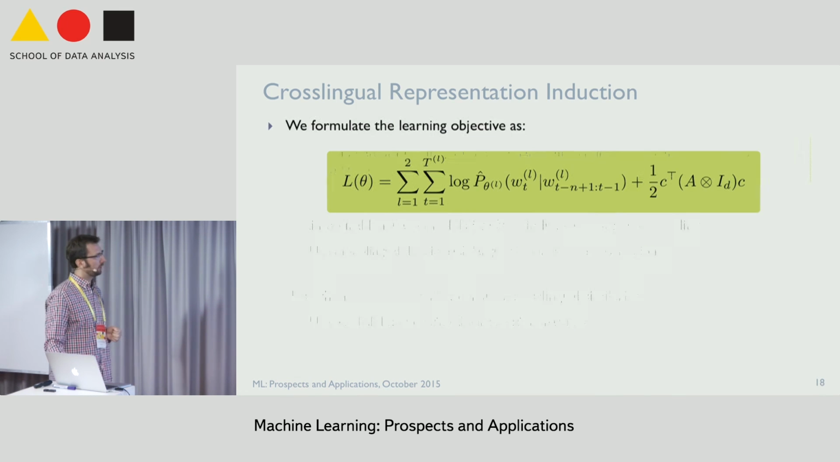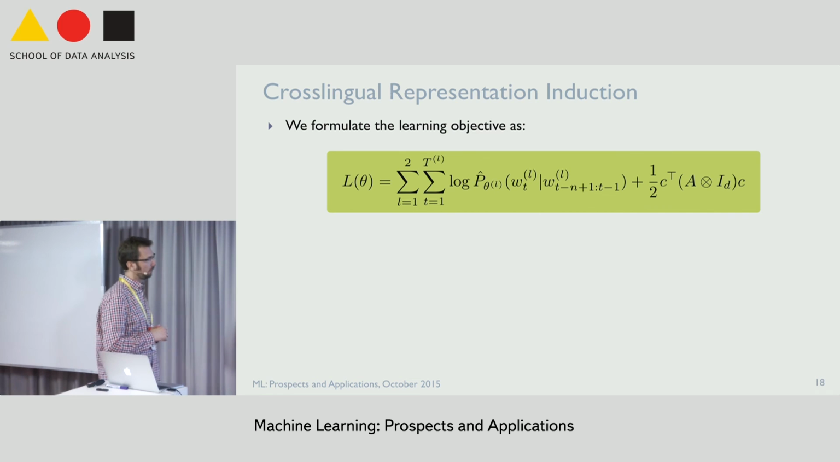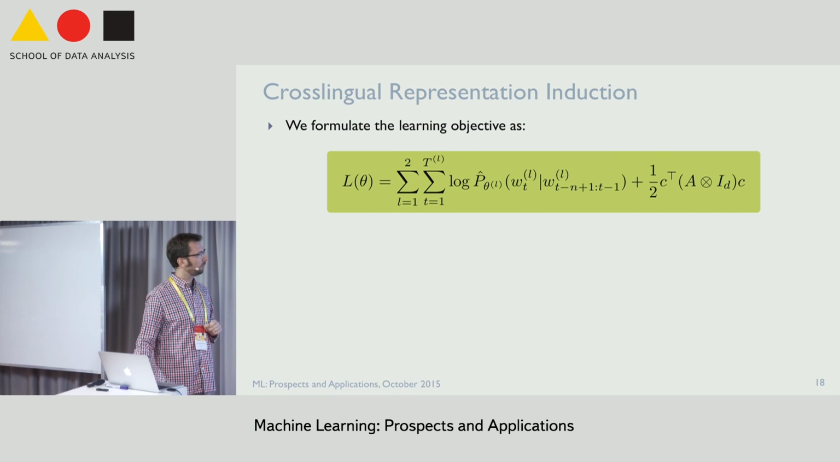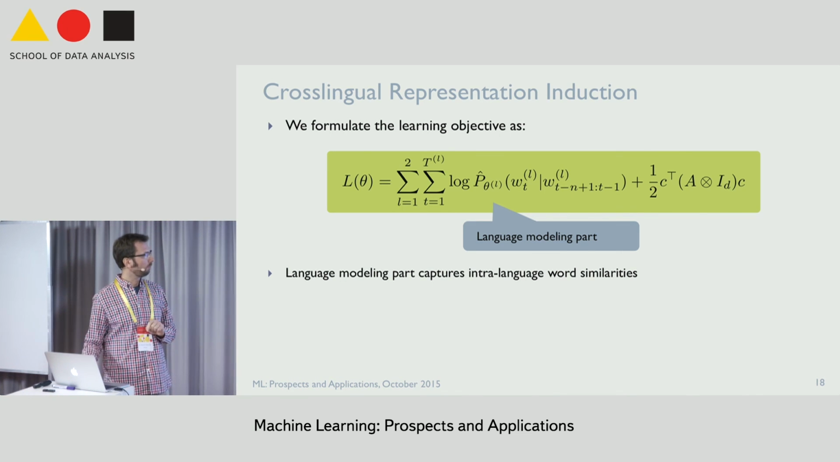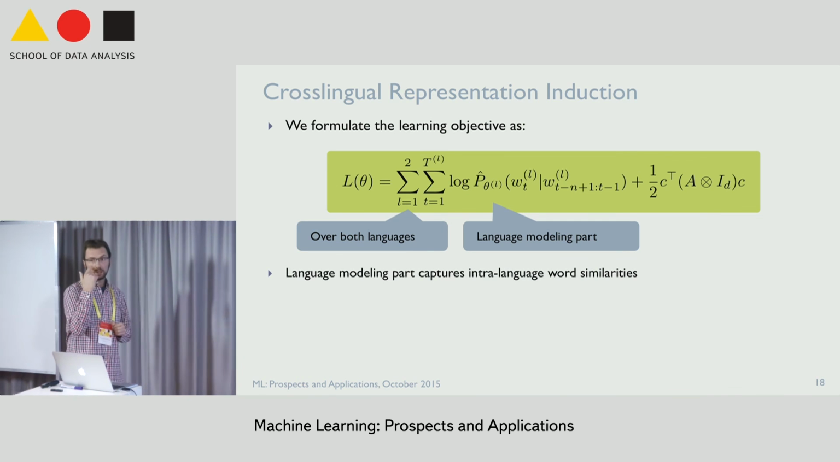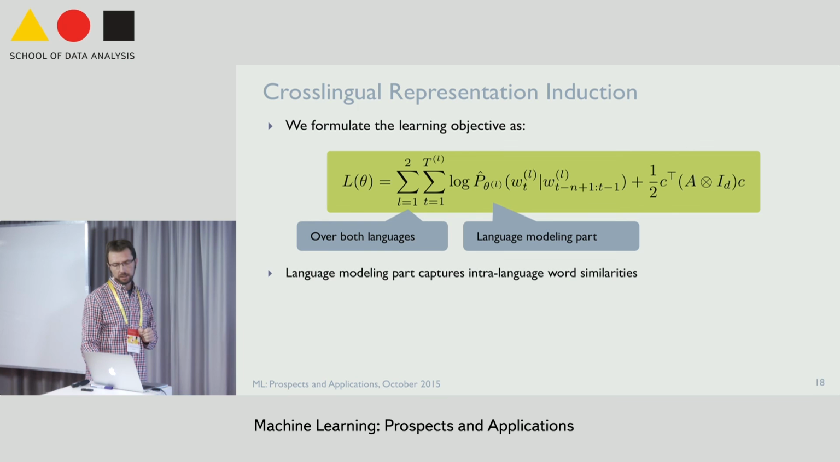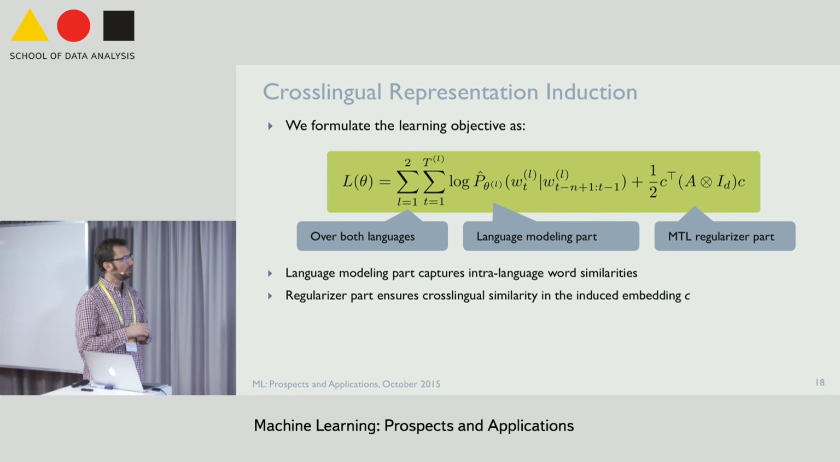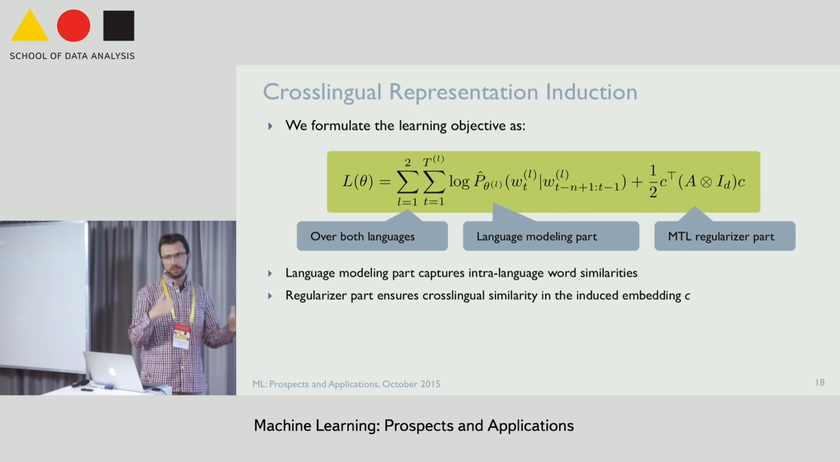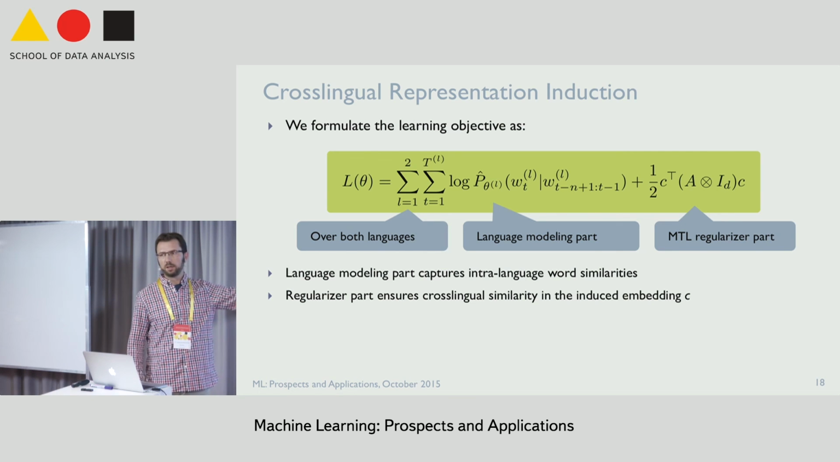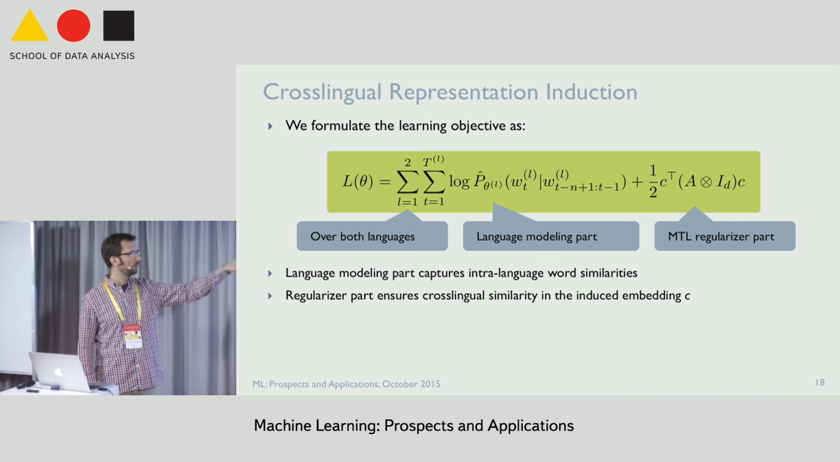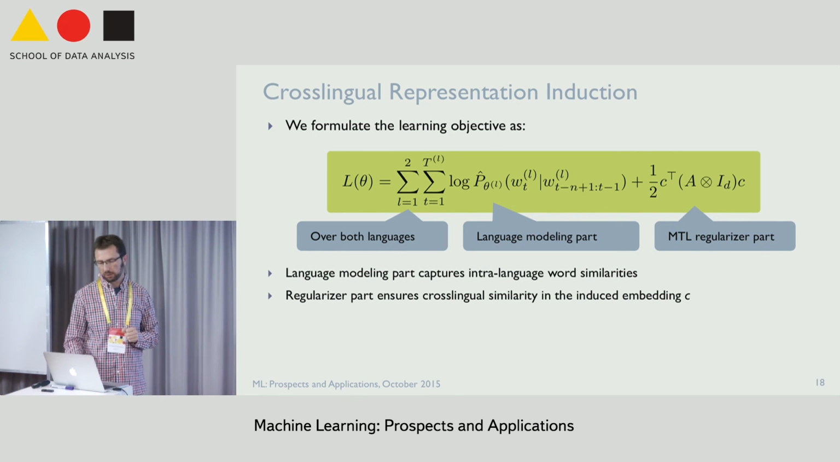So if we put it together, the learning objective looks like this. All of this I already talked about, but just to rehash. The first part is the language modeling part, except now we're summing over 2 languages. And the second part is the MTL regularizer, which prefers Cs to be similar to each other for words that are related. So the first part ensures intralingual properties, and the second part lets us bridge these across languages.